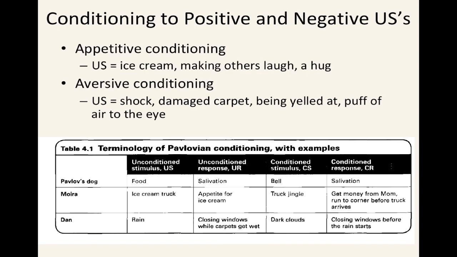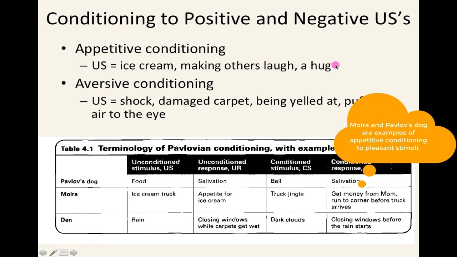As you can see, we've had examples of conditioning that involve positive as well as negative unconditional stimuli. Your reading describes just how we can kind of classify these as either appetitive or aversive. Appetitive often makes us think of food, right? Appetite. So that's a good way kind of to remember that, although it's not exclusively food related. So appetitive conditioning might involve something like ice cream, but it might also involve laughter or a hug, other things that are also pleasant. It doesn't have to be food.